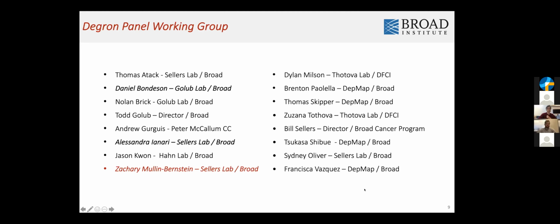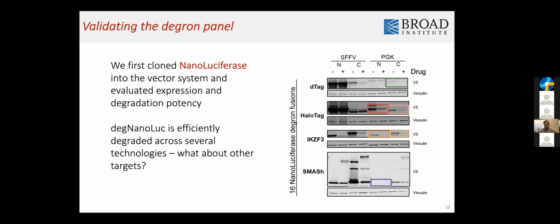Thanks, Alessandra. I'm very grateful to be here, so thanks to the organizers for this opportunity to present our results of profiling these different Degron technologies. To start off, we obviously wanted to validate that this Degron system was actually working. And so we cloned a reporter protein, nanoluciferase, into the vector system and stably generated 293s expressing these Degron tag nanoluciferase constructs. We found robust expression and, as reported, nice degradation upon the addition of the drug.